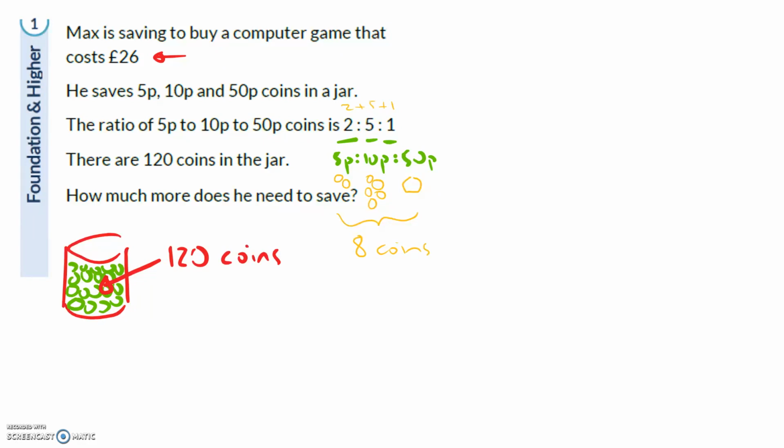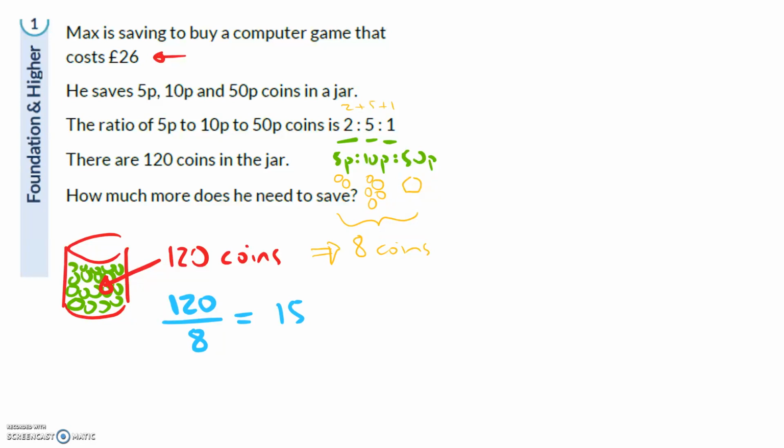And we know that the coins stay in that ratio throughout the whole jar. So we've got 120 coins in total, and we really want to know how many groups of these 8 coins we've got in the jar. If we knew that, we could get going. So how are we going to do that? I reckon we need to do 120 divided by 8. We're going to divide by that group of 8 coins, and I reckon that's going to come to 15.